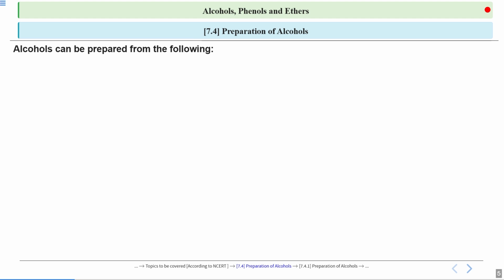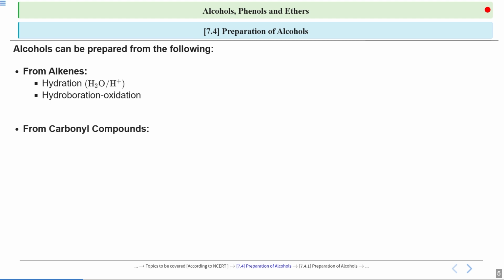Alcohols can be prepared from the following methods. First of all, from the alkenes. The alkenes are the unsaturated compounds containing carbon and hydrogen, and there is the presence of a double bond between the carbons. So from the alkenes, you can prepare the alcohol by the hydration reaction. That means the reaction of alkene with the water molecule in presence of H positive ion. Second, when you do the hydroboration oxidation of alkenes, then also you will prepare alcohols.